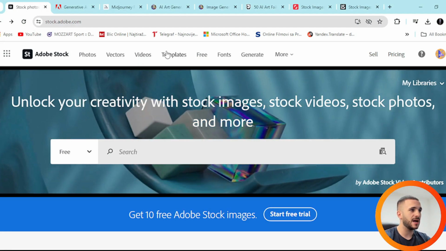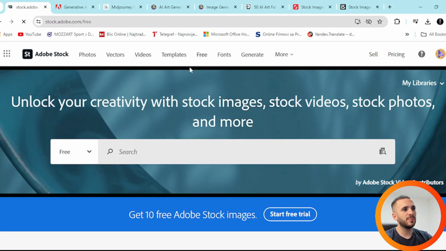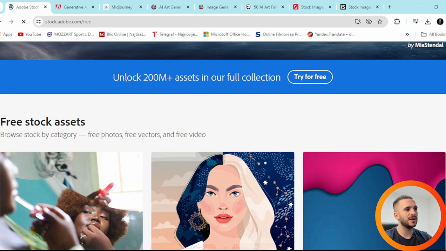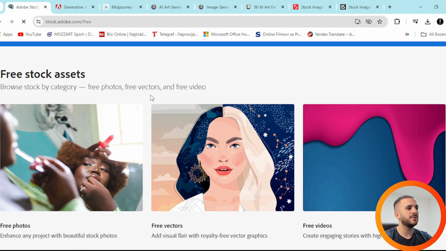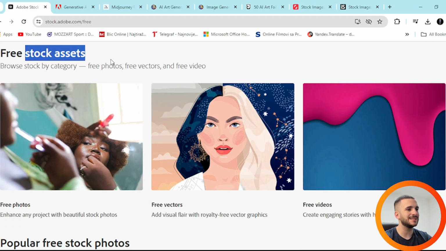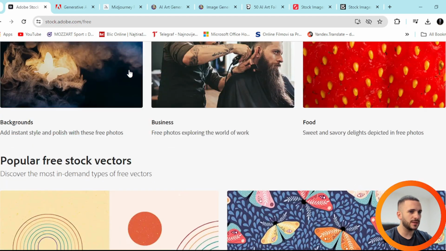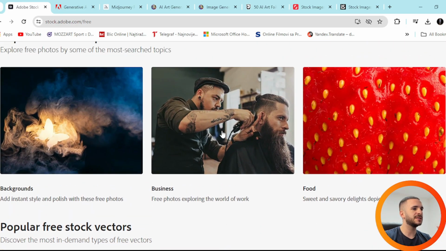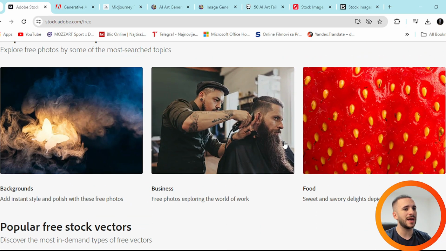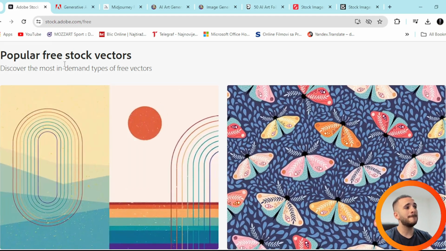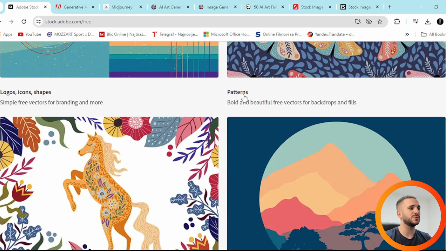But what is one of the most important and one of the most interesting sections out here for you guys? Yes, you can check it out, free section. So we can press on free one, guys, and check it out right here. Unlock 200 million plus assets in our full collection. Try for free stock assets. That's right. For example, business related, backgrounds, food and everything right here. Popular free vectors, guys, are here as well.